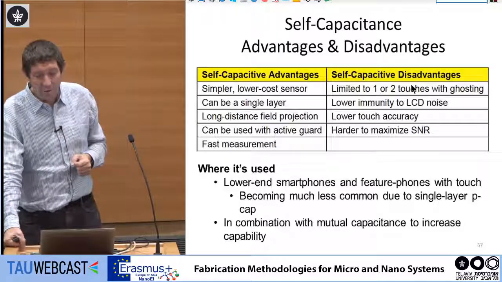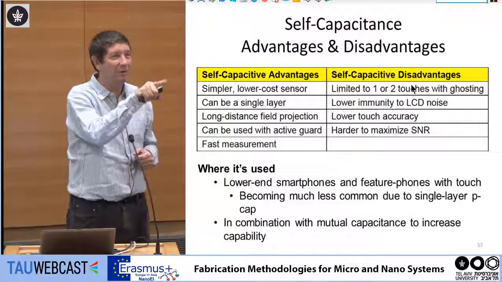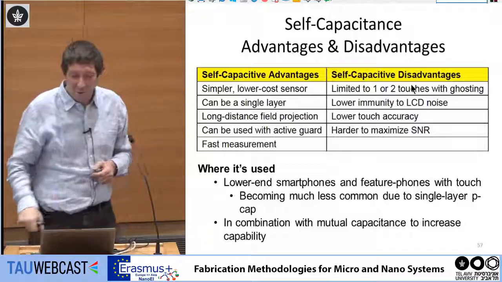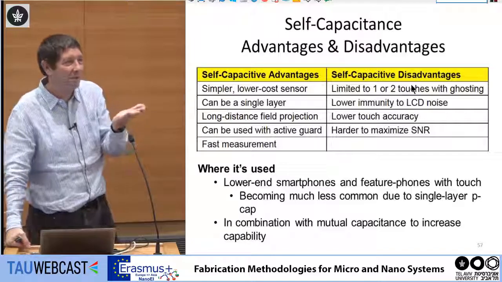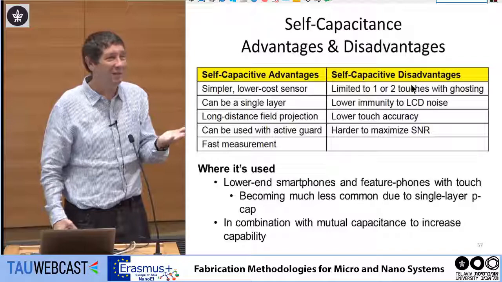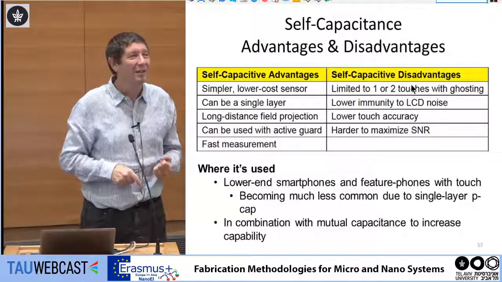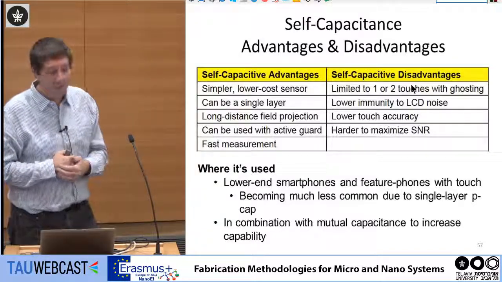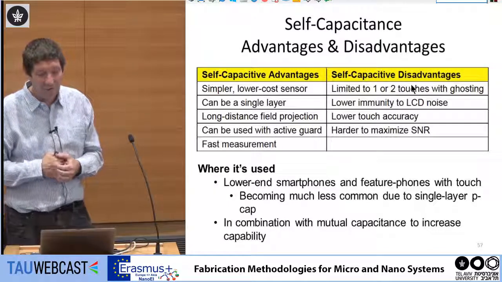Disadvantage: limited to one or two touches with ghosting, which means you can only touch one point on the screen. You cannot touch a few places at the same time. Lower immunity to LCD noise. The main problem is that usually under the touchscreen there is a screen with all the electrodes. I just show you the touchscreen, but there is a screen displaying a signal, like a liquid crystal display, and there is voltage there, and there is some noise because of that. And the touch accuracy is not so high, and it's harder to maximize signal to noise.